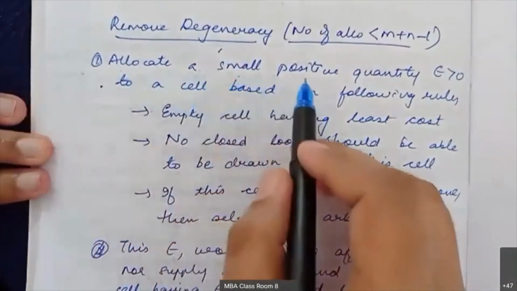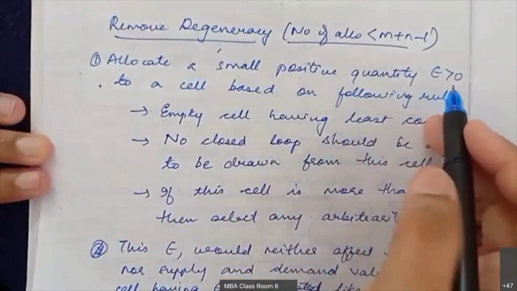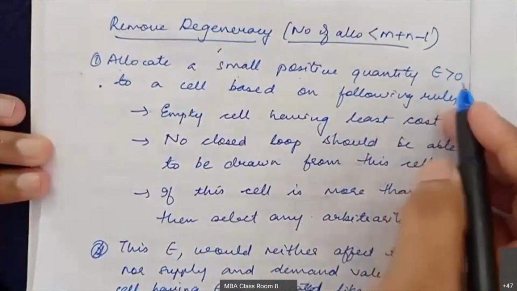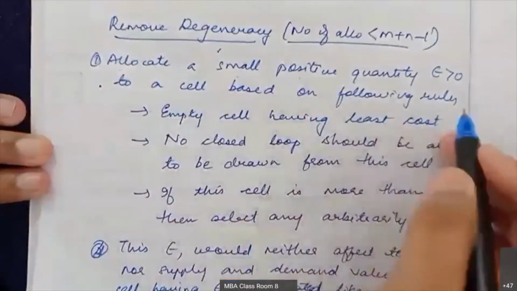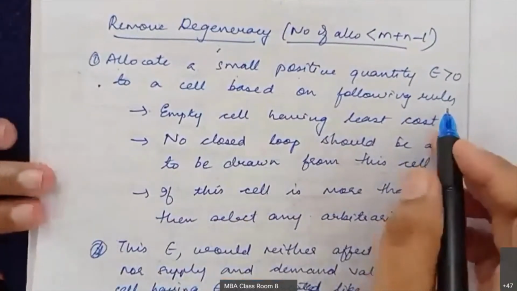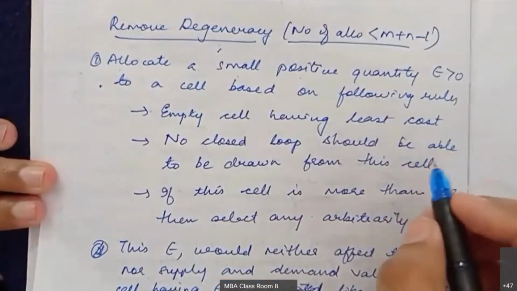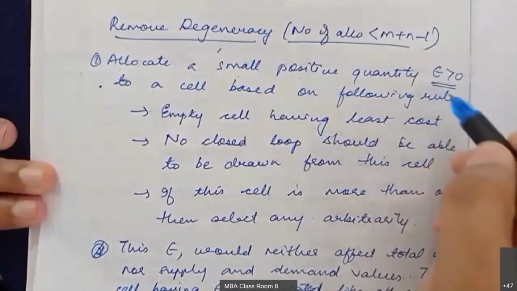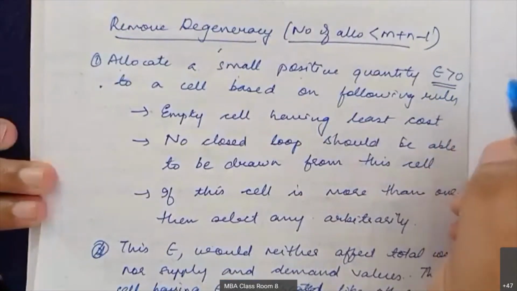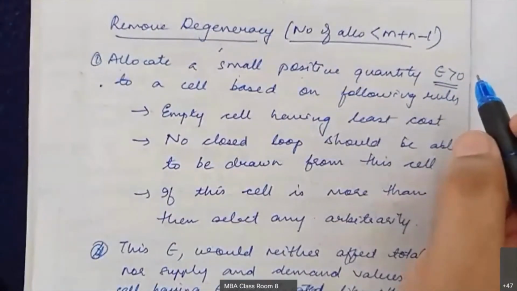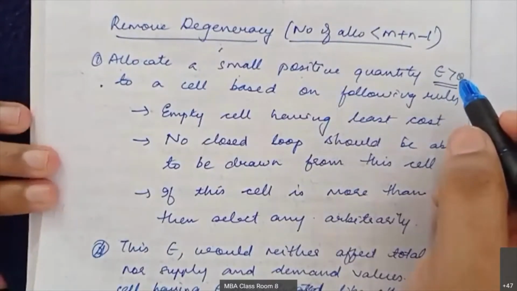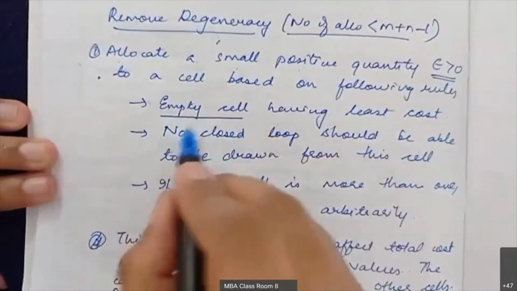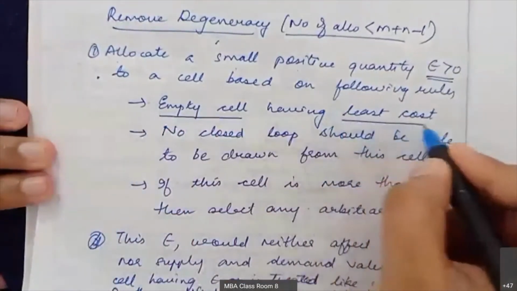Allocate a small positive quantity epsilon, which is greater than 0, to a cell based on the following rules. You select a cell from our previous matrix which does not have any allocation now, and you provide an allocation of epsilon. Epsilon means a small positive quantity. Now we have some rules for selecting the cell. First of all, we have to select an empty cell, and this empty cell should have the least cost.